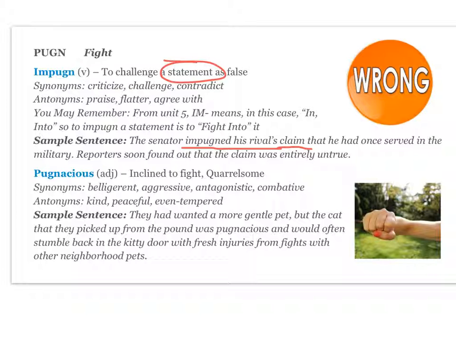And pugnacious means liking to fight. This is a pretty straightforward word. So someone who's always trying to get into fights would be described as pugnacious. And the sample sentence is about a family that got a pugnacious cat that always wanted to get into fights.